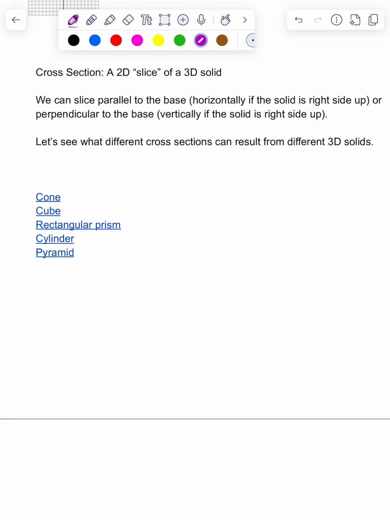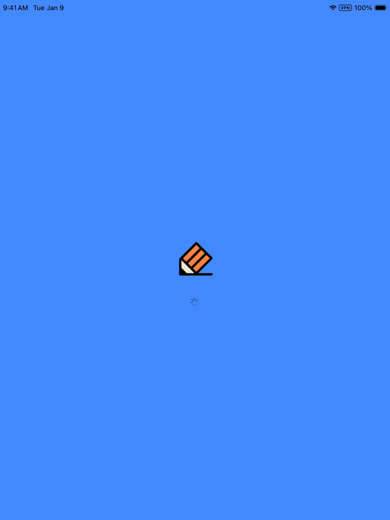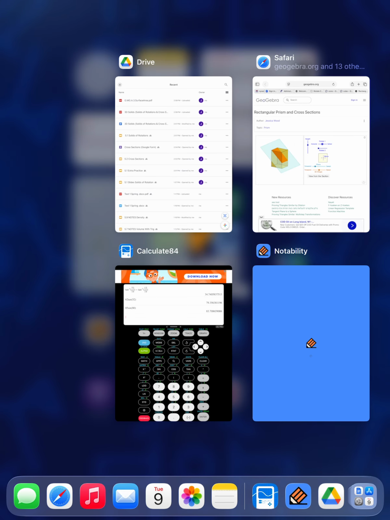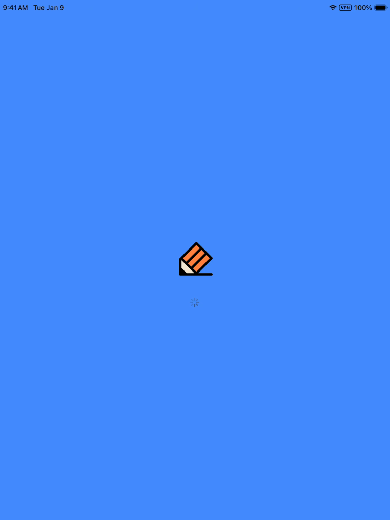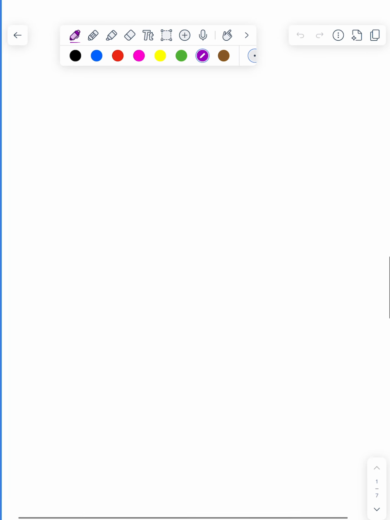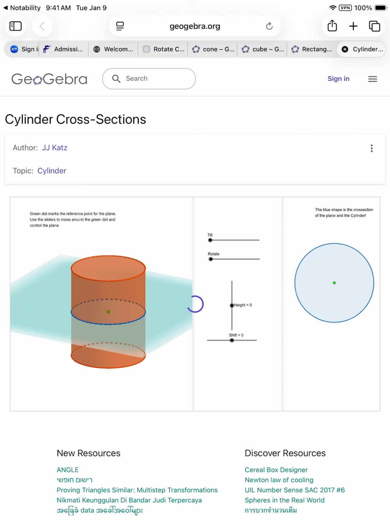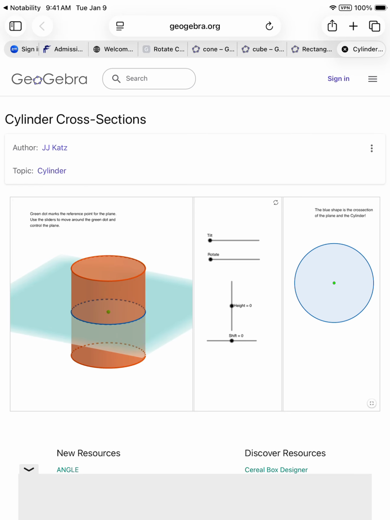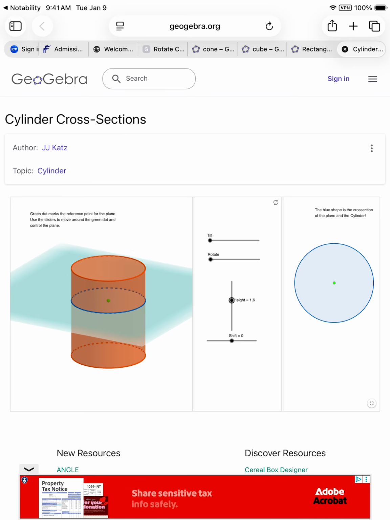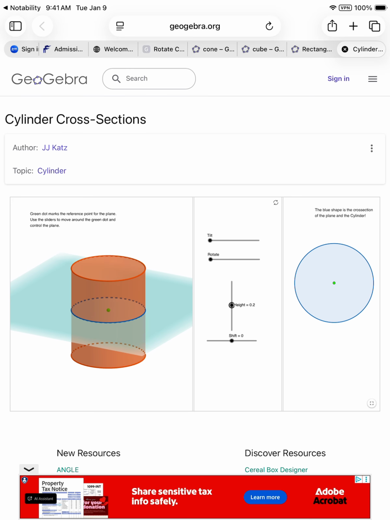Let's check out a cylinder. A cylinder is going to have a little bit more interesting results. First, we're going to cut parallel to the base. And notice that we get the same circle. It's a constant cross section, no matter where we go parallel to the base.